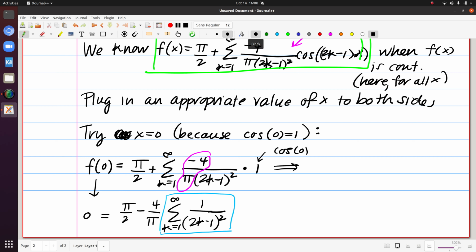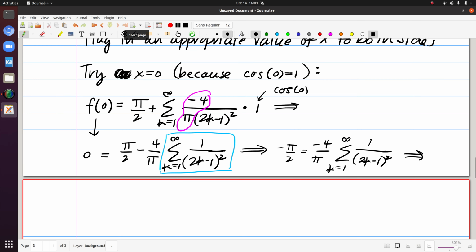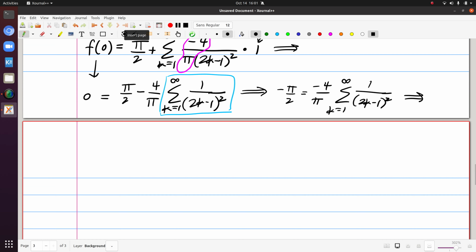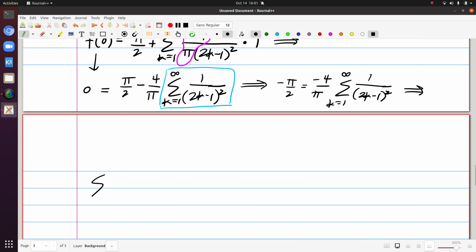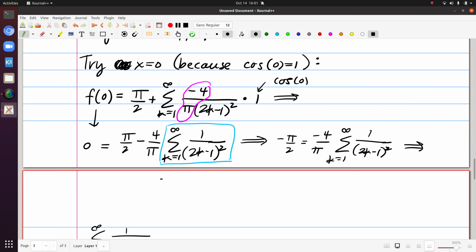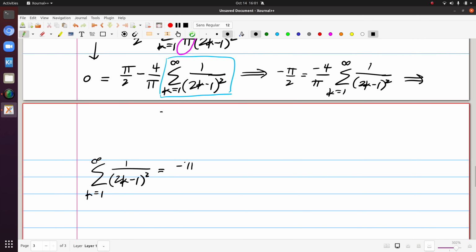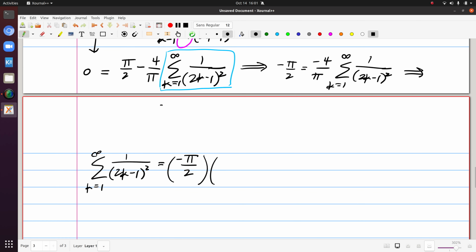And we have an equation, so I can now manipulate this. I can subtract pi over 2 and say that minus pi over 2 is equal to minus 4 over pi times the desired sum. And then finally, if I want to isolate that sum, we want to get rid of that multiplier of minus 4 over pi. So we're going to be able to say that the sum of 1 over 2k minus 1 quantity squared is equal to negative pi over 2 times pi over minus 4, so multiplying by the reciprocal, and we end up getting that the negatives cancel, and I get pi squared over 2 times 4, or 8.